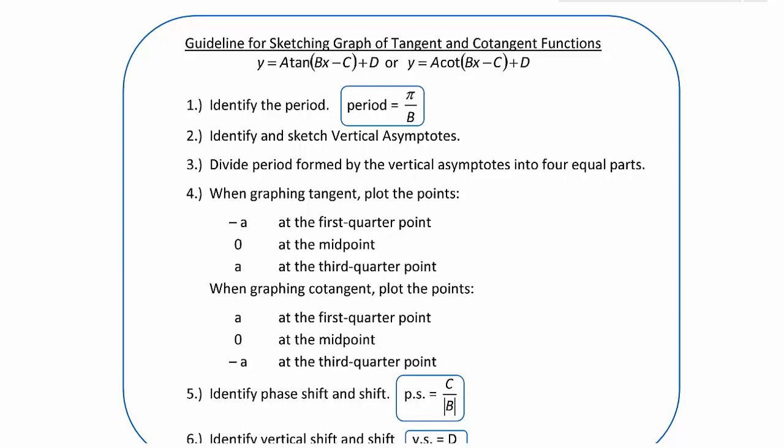So just like sine and cosine, we're going to graph a tangent of bx or a cotangent of bx without any shifts first. So when graphing tangent, we're going to plot the points negative a at the first quarter point, 0 at the midpoint, and a at the third quarter point. And when graphing cotangent, we're going to do just the opposite of that. We're going to graph positive a at the first quarter point, 0 at the midpoint, and negative a at the third quarter point.